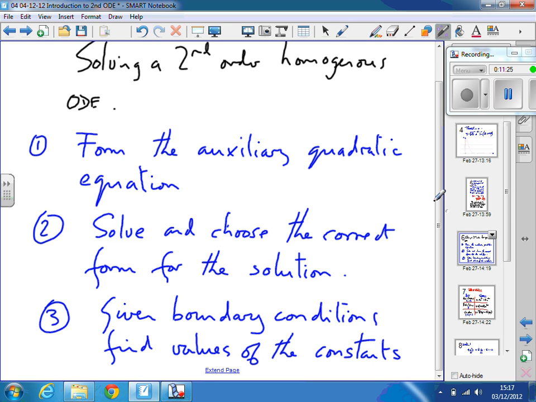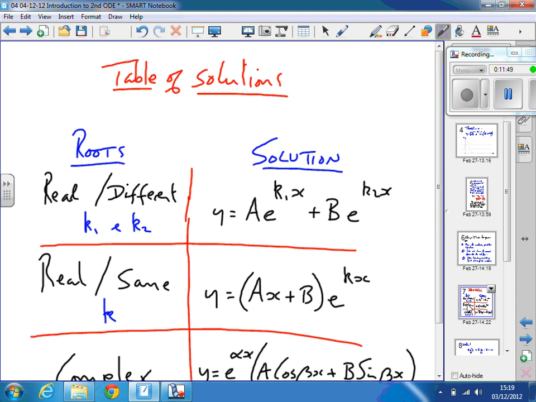Once you've got that, given boundary conditions, initial conditions that we had in that example, like at the time equals 0, the displacement was 3 meters and the velocity was minus 7 meters per second. Given the boundary conditions, find the values of the constants. So that's the process, 1, 2, 3. So these are the steps. This is the table of solutions.